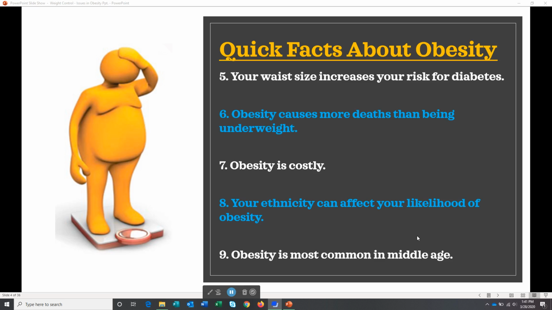Number 9, obesity is most common in middle age. Adults between the ages of 40 and 59 are more likely to be obese. In fact, more than 40% of adults during these ages are obese. That's a lot. Another 1/3 of adults ages 60 and above are obese. And another 1/3 of adults between the ages of 20 to 39 are obese.